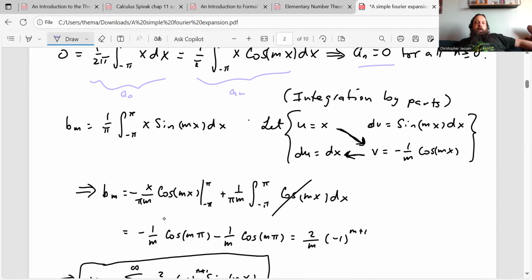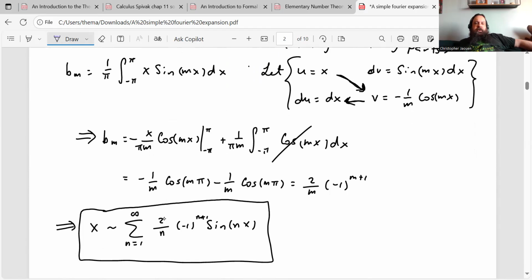So we take the integral, 1 over pi, integral negative pi to pi, x sine mx dx. And in order to do this, you have to use integration by parts. So that's what I'm doing here. And then when you do the integration by parts, you end up with this answer here, negative 1 over m cosine m pi minus 1 over m cosine m pi.